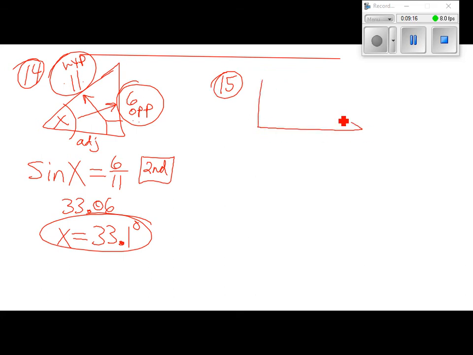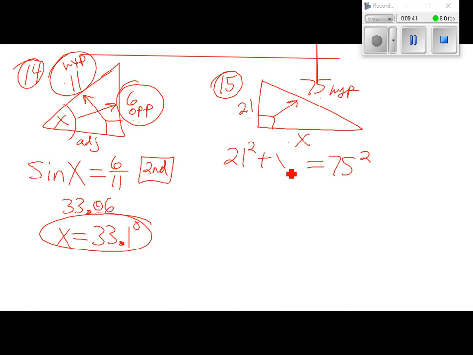And it looks something like this. This is 21, this is 75, and we're looking for x. If we know two sides of a right triangle and we're looking for the third side, we could just use Pythagorean's theorem. The only thing you've got to remember is the side across from the right angle is always the hypotenuse, so that has to be on the side by itself. So that's 75 squared over there all alone. Then we've got 21 squared plus x squared on this side, the two legs.